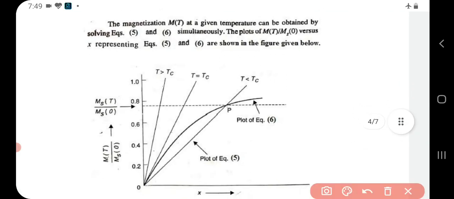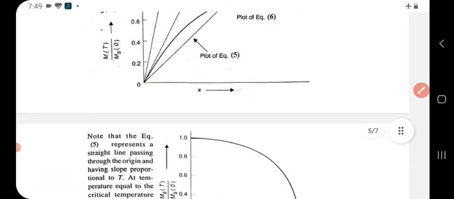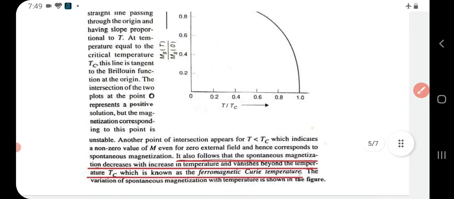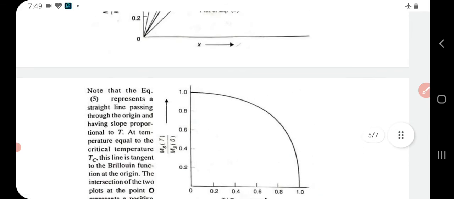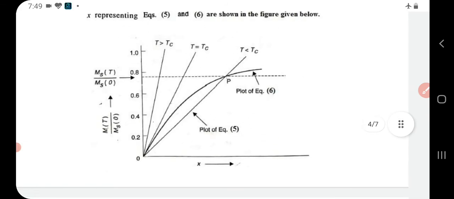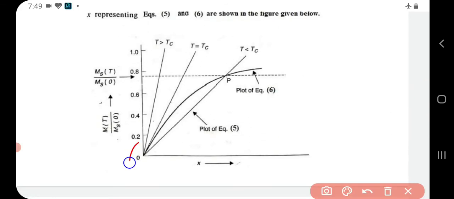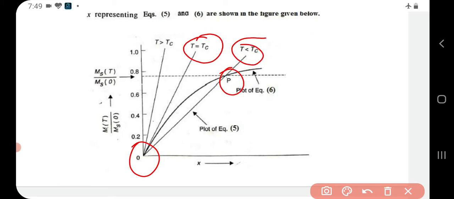See this portion. At T less than Tc, another point of intersection occurs, and it indicates a non-zero value of M even for zero external field, and hence corresponds to spontaneous magnetization. Hope that sentence is clear. We have got two points of intersection, one here and the other here. That is, one occurs at T equal to Tc and the other occurs at T less than Tc.